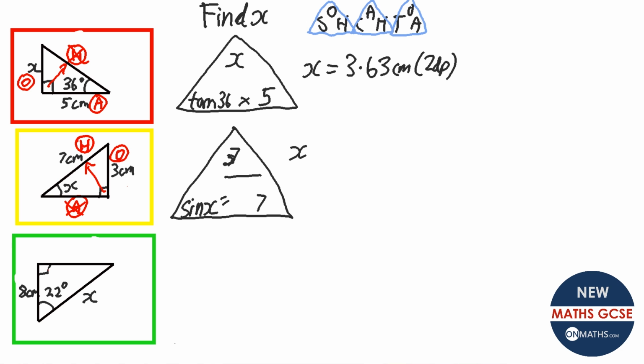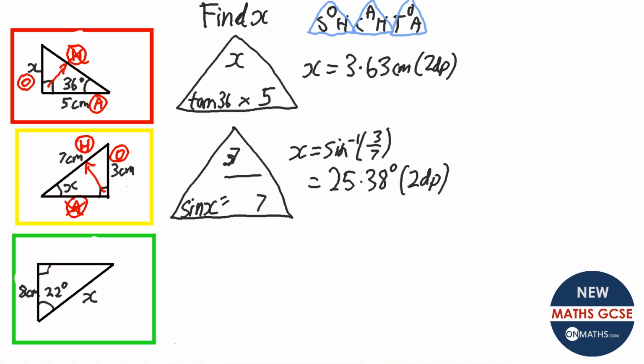So therefore x is going to be the inverse sine, which you've got to click shift and then sine for 3 over 7. And close the bracket on the calculator. So the inverse sine of 3 over 7 is 25.38 degrees. That's to 2 decimal places.